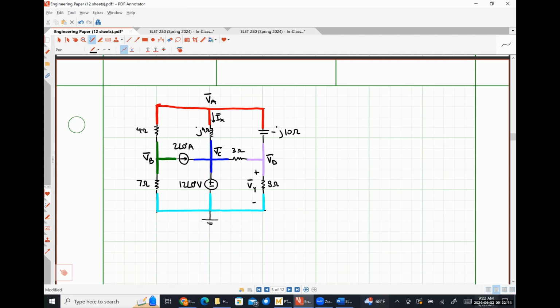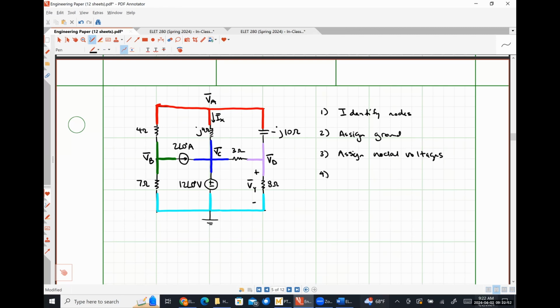Just as a heads up, I'm going to label the steps that I'm doing, because I do this the same way every single time. Okay. So first thing I do is identify my nodes. The next thing I do is assign ground. Third thing I do is assign nodal voltages.